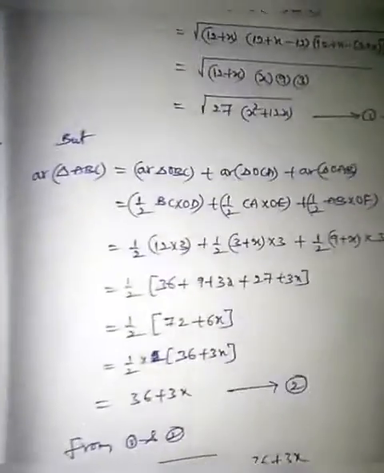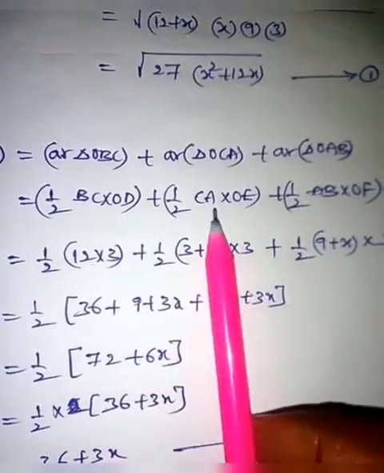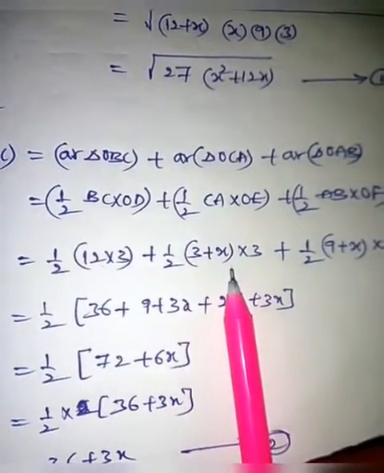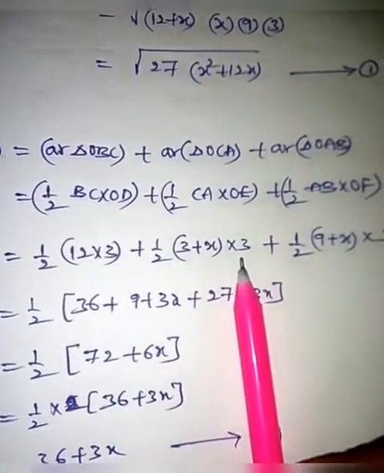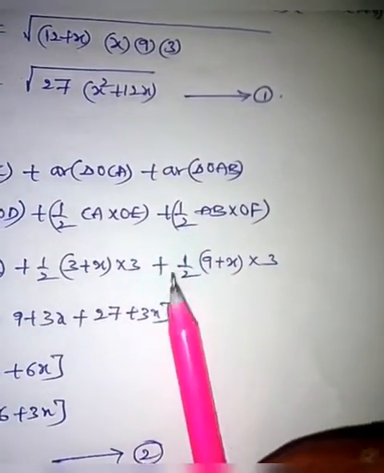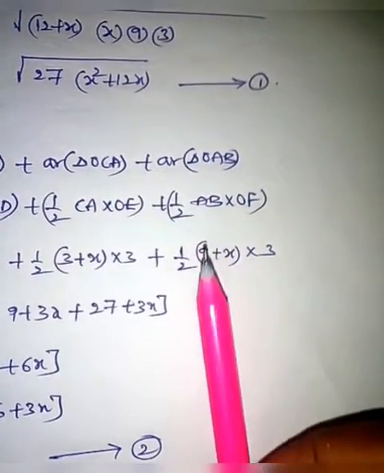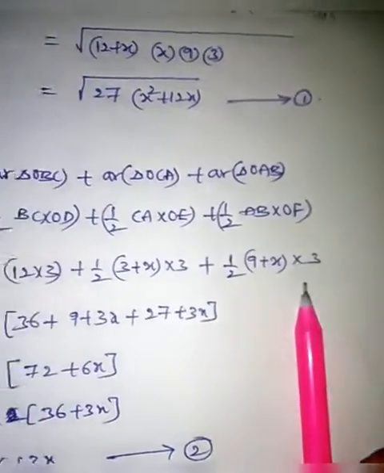Okay. Now coming to the second step, that is half of CA into OE. CA is 3 plus x, OE is 3. And now the third one, half of AB into OF. I wrote half as it is. AB is 9 plus x, because the side AB is 9 plus x, and OF is 3 centimeters.